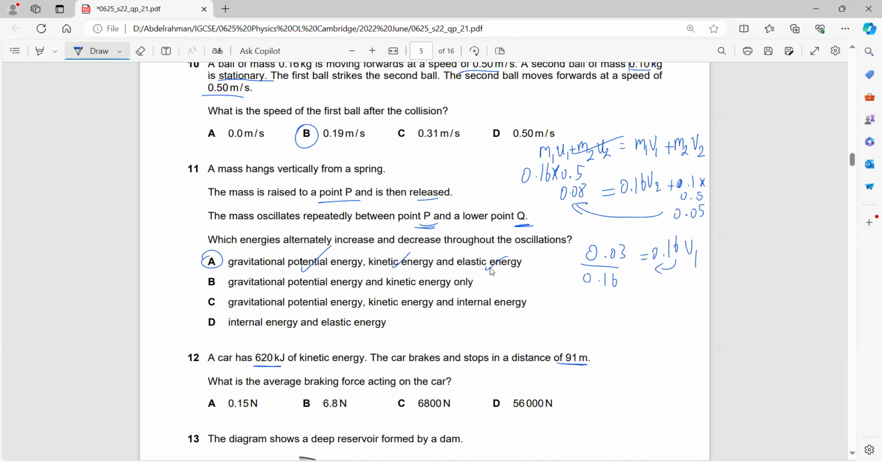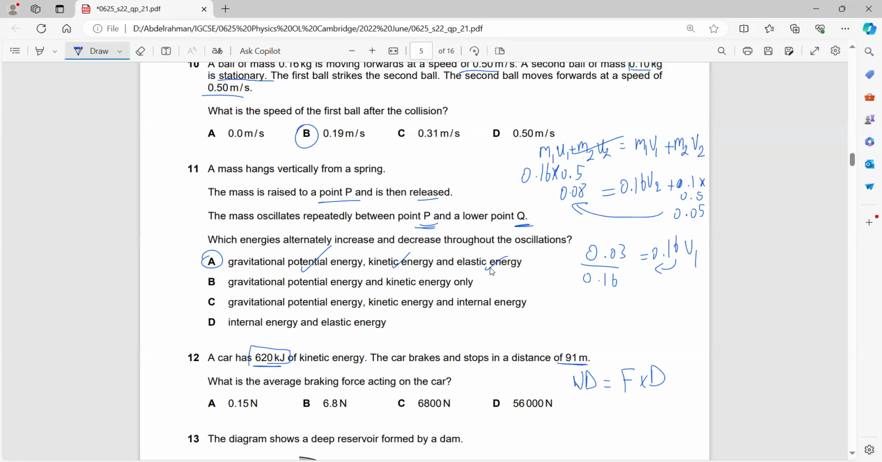MV squared is equal to MGH? No. I was going to say mass times distance equals force times distance, but I don't think that's right. Also, we don't have distance. No, mass is not equal to force times distance. There's something else equal to force times distance. Work done. Yes, thank you. Work done equals force times distance. The work done is the energy.